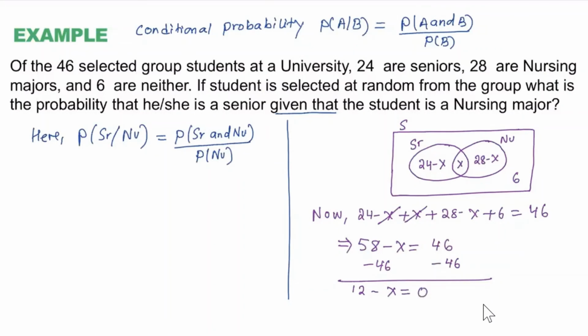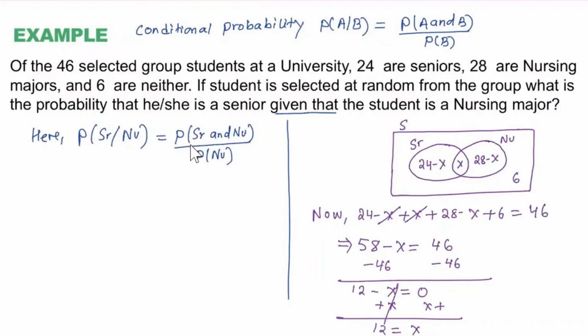0. Now if I add X on both sides, on the left-hand side, X gets cancelled. So 12 is equal to, how much is 0 plus X? X. So what we got here is there are 12 students. So this number in the middle, these 12 students are both senior and nursing. That's what we are looking for in order to use that formula. We didn't have that information. We did a little bit of algebra here and we got that information.